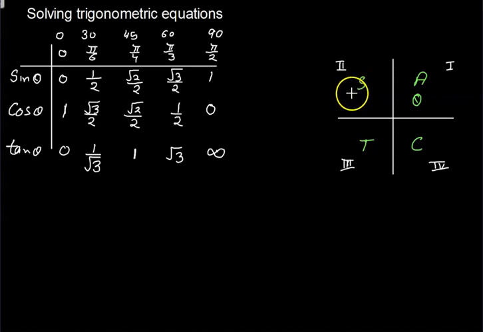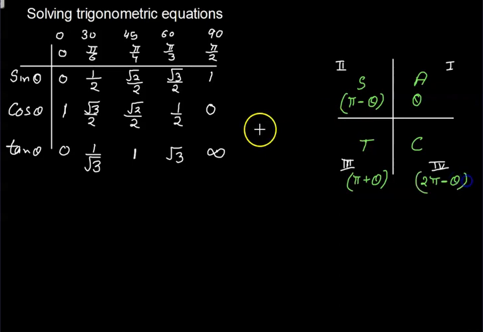In the second quadrant, only sine is positive and we use the formula pi minus theta. In the third quadrant, we use pi plus theta because it's greater than pi. In the fourth quadrant, it's 2 pi minus theta. Once you memorize this table of values along with this ASTC rule, it's very easy to solve trigonometric equations. So let's start working on some examples.